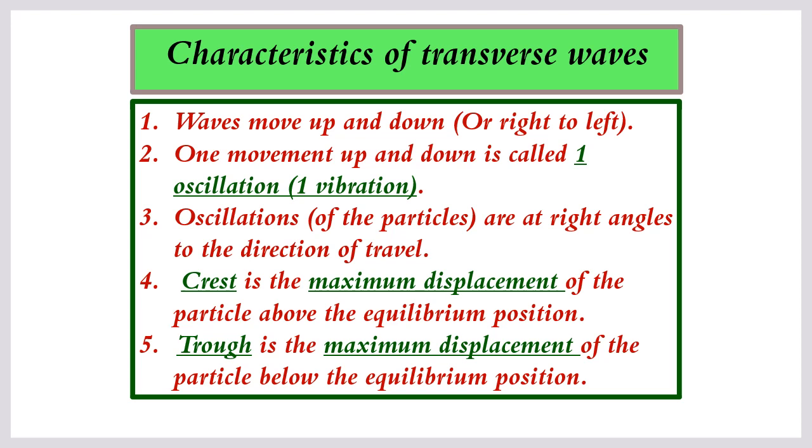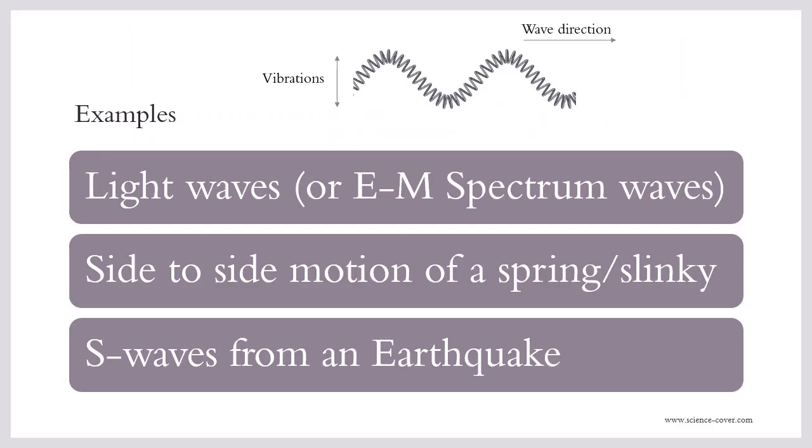A crest is the maximum displacement of the particle above the equilibrium position, and a trough is the maximum displacement of the particle below the equilibrium position. The crest and the trough should be equal in size. Some examples of transverse waves are light waves, a side-to-side motion of a spring or a slinky, and the S waves from an earthquake.